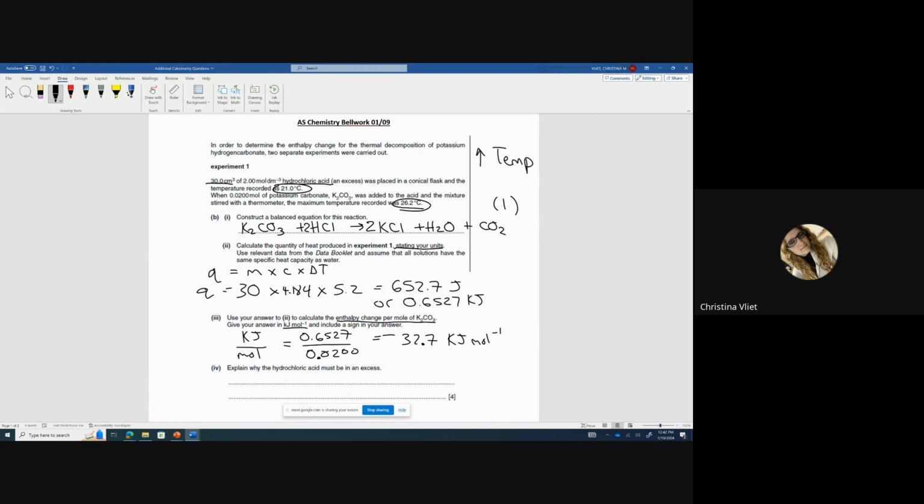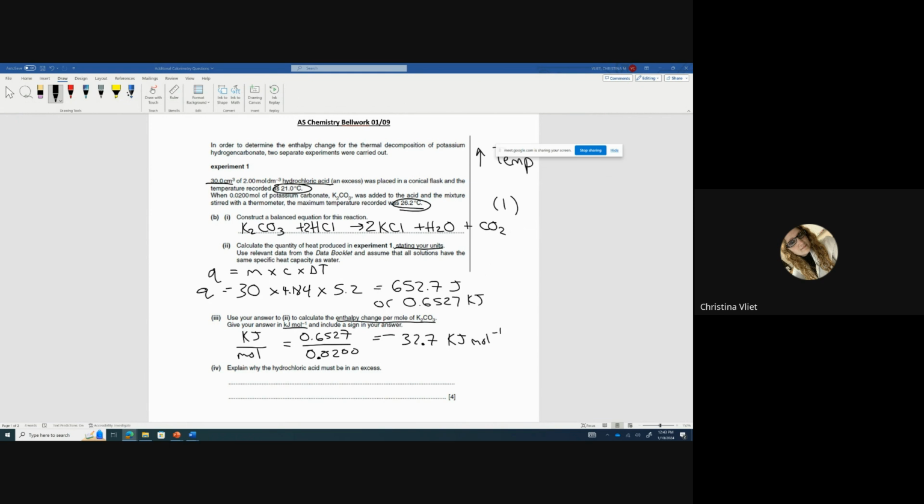It's going to be similar, not exactly the same, but similar. The final question here, explain why hydrochloric acid must be in excess. I noticed a lot of you were like, huh? And the lab will probably help you a little bit with this, but this is just kind of a standard question.